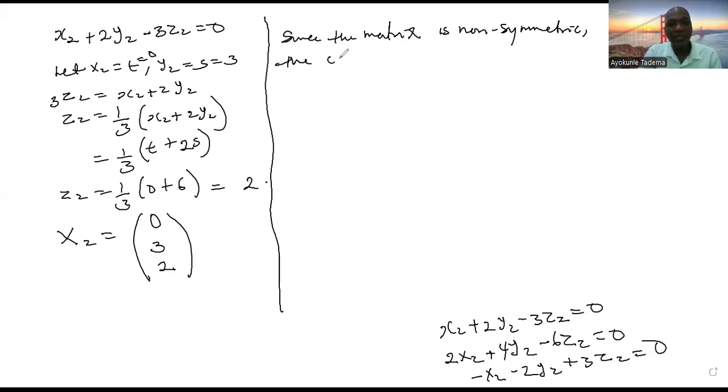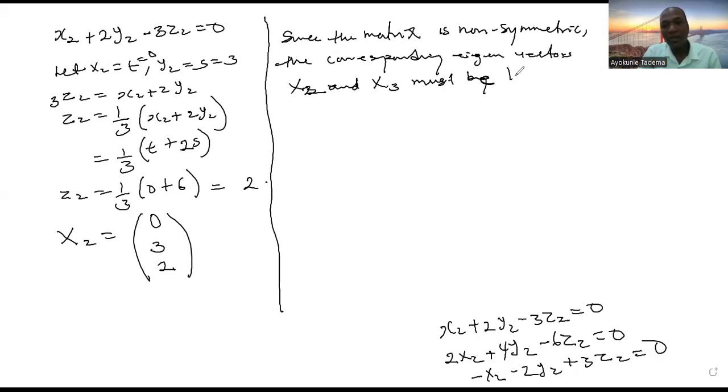the corresponding eigenvectors x2 and x3 must be linearly independent. Must be linearly independent. And what do we mean by linearly independent?